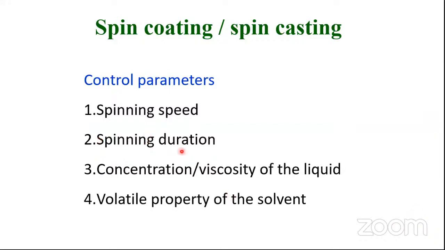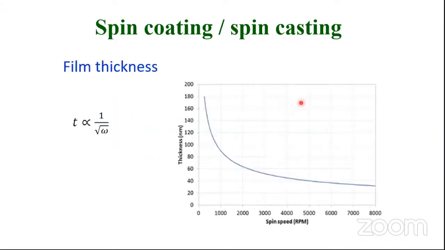The spinning duration is usually taken as 1 to 2 minutes, whereas the spinning speed lies in the range from a few hundred to a few thousand revolutions per minute. It is clear from the physics of the experiment that if we increase the revolution of spinning, obviously the centrifugal force will be high. So the film will be spread and the thickness will be small. The thickness of the material is inversely proportional to the square root of the revolution frequency.